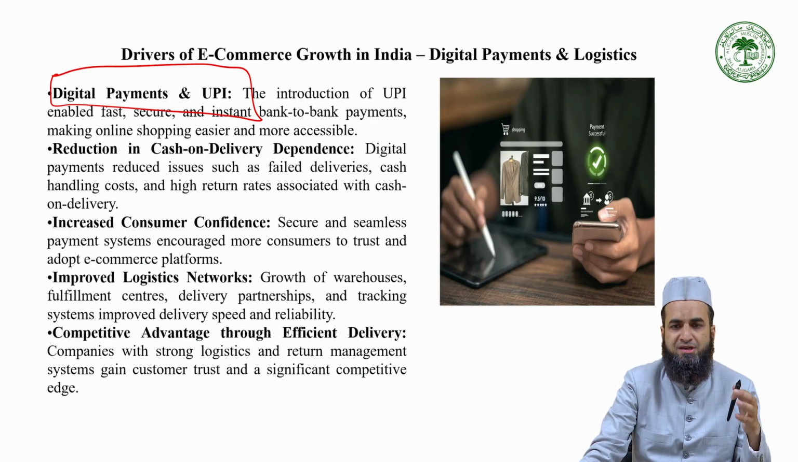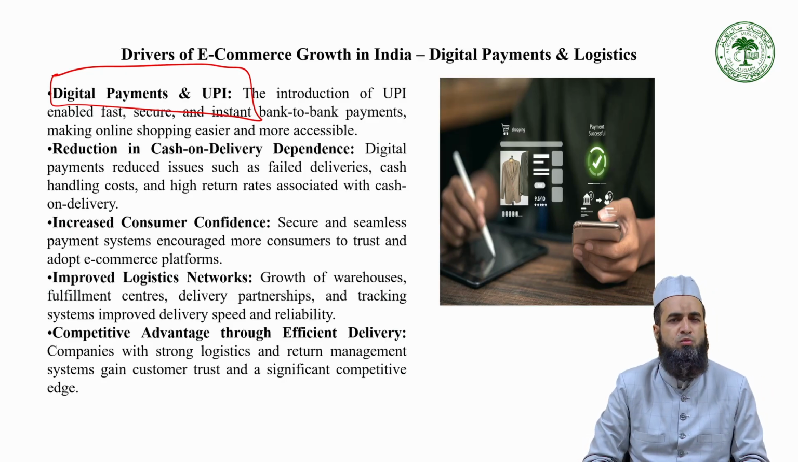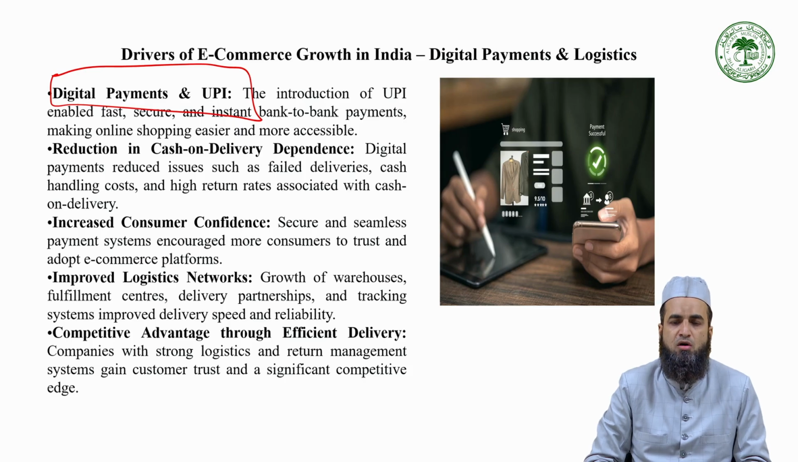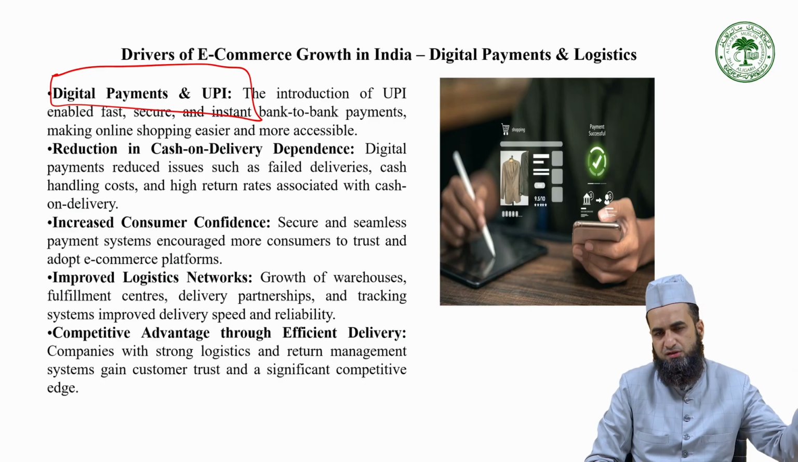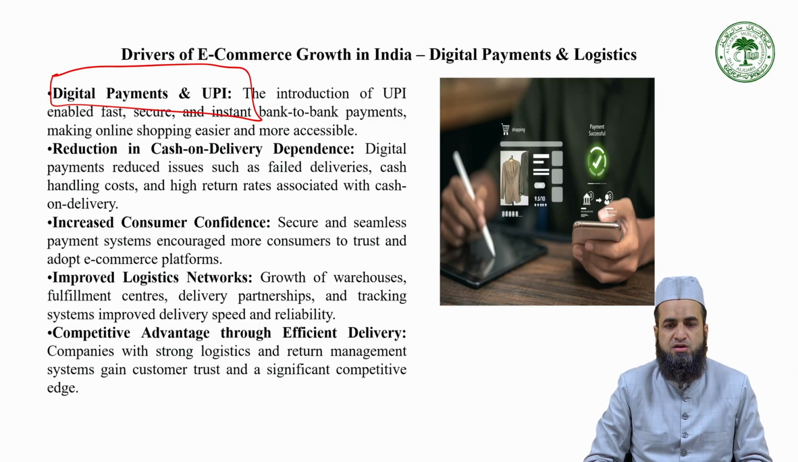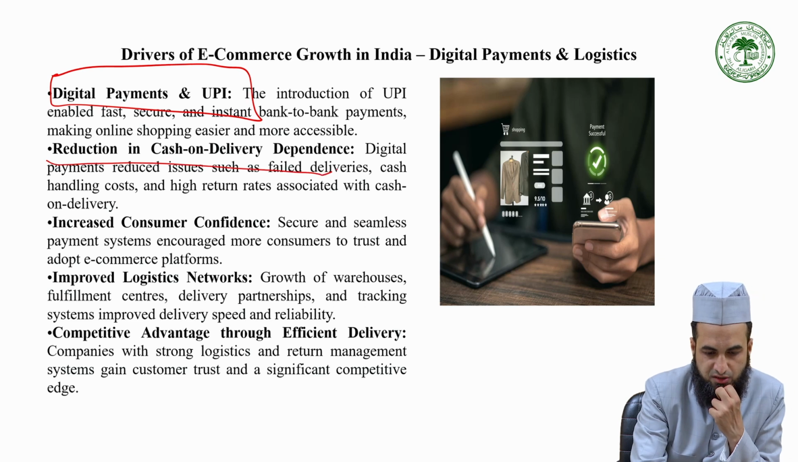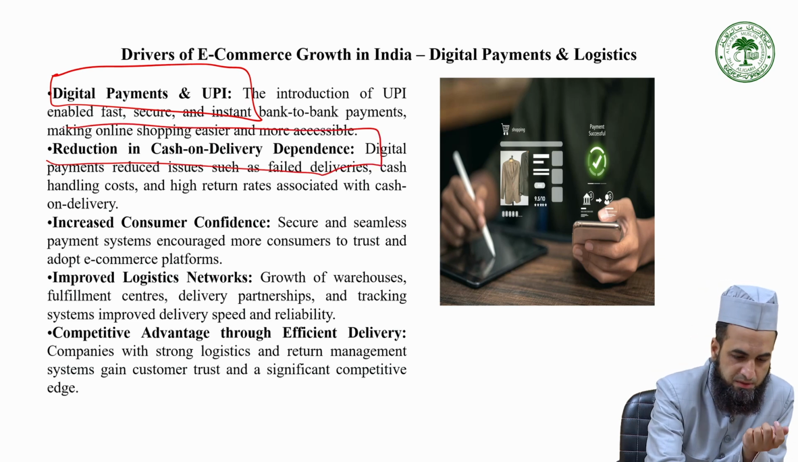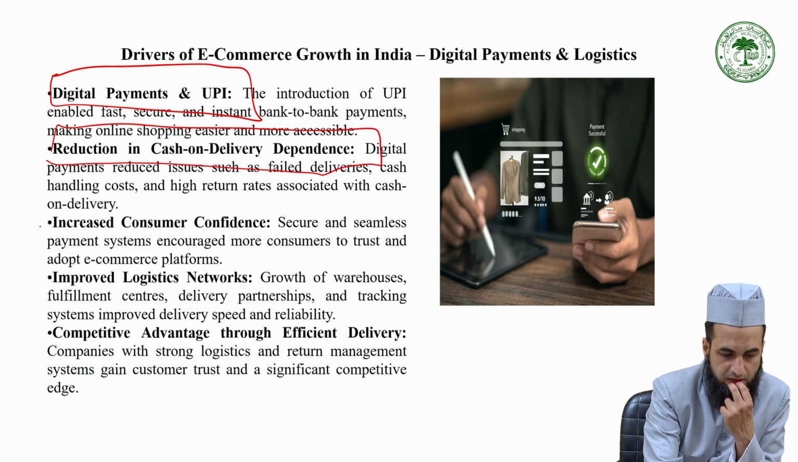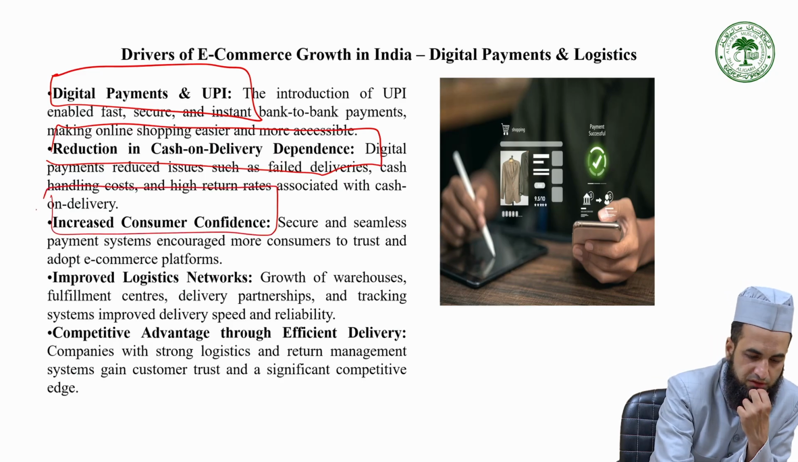UPI enabled instant account to account transfers through mobile devices, reducing friction in the payment process and making digital commerce more inclusive for users without credit cards, as we discussed earlier also. Smoother transactions improved platform efficiency and helped build consumer confidence in online purchasing, right? Reduction in cash on delivery dependence and then increased consumer confidence.